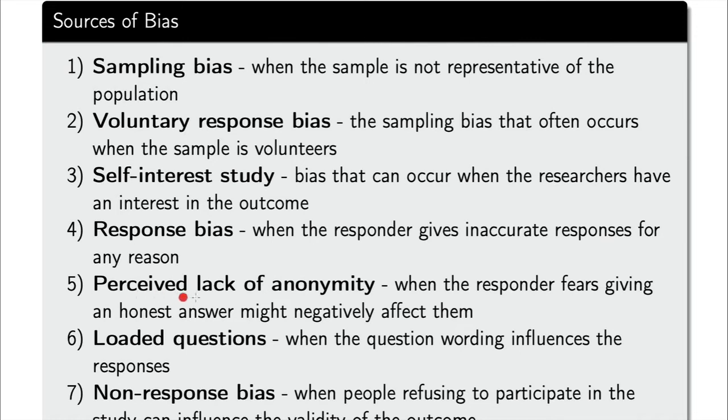Next is the perceived lack of anonymity. This is when the responder fears giving an honest answer because it might negatively affect them. This could be, maybe I, as a teacher, ask my students to rate my teaching, and they're going to write their name on a paper and tell me what they think. Well, my students don't feel that they have anonymity. They're not going to be completely honest because they think, oh, maybe it's going to affect my grade and I don't want that to happen. So that's perceived lack of anonymity, and that's going to result in some bias.